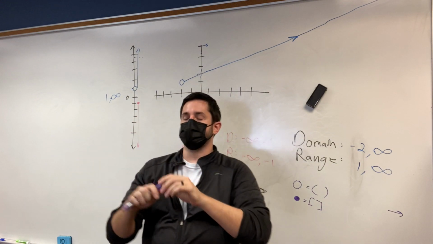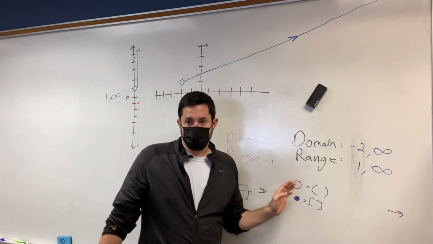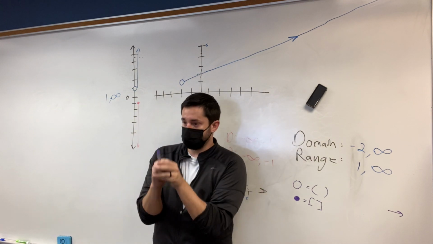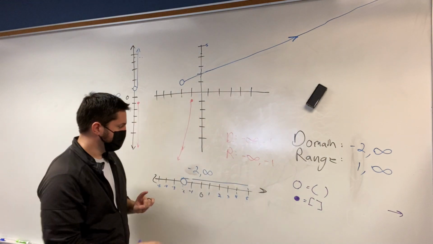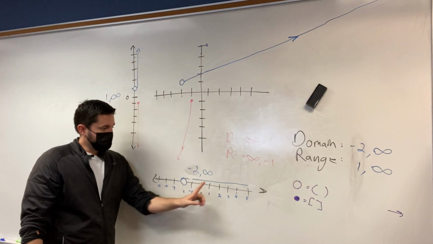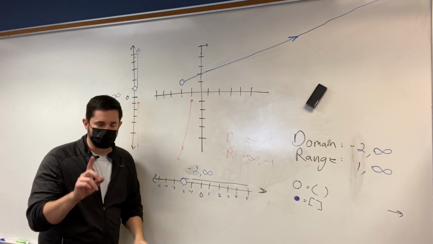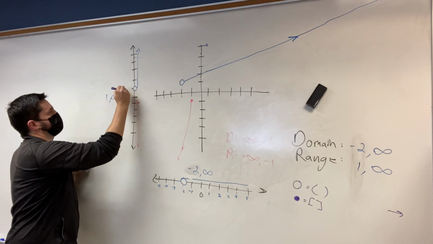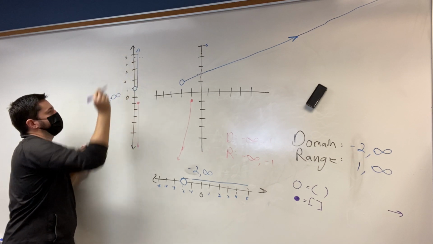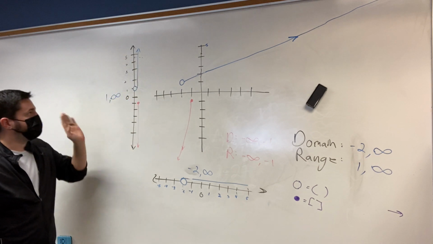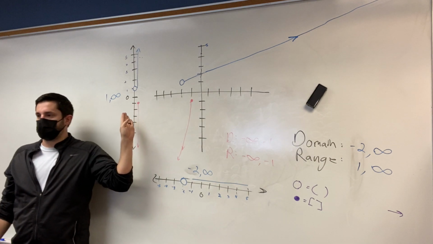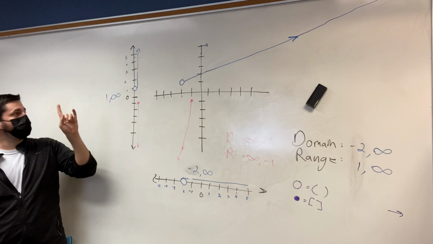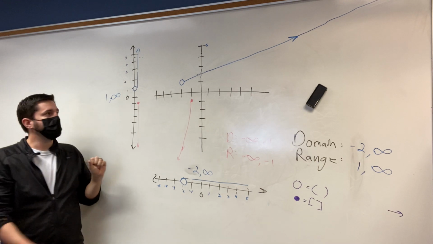One thing I also need to say here is an open circle means it does not include that point. A closed circle means it includes that point. So hold up one second. Here's my question. We'll do this one, 1, 2, 3, 4, 5. Is 3 on this number line? Yes, it's right there. Is 2 on this number line? Yes, it's right there.